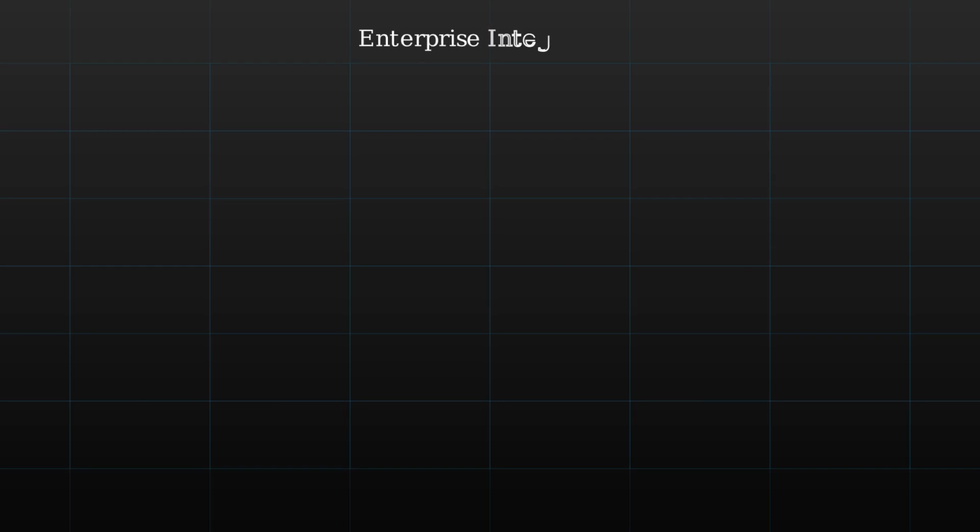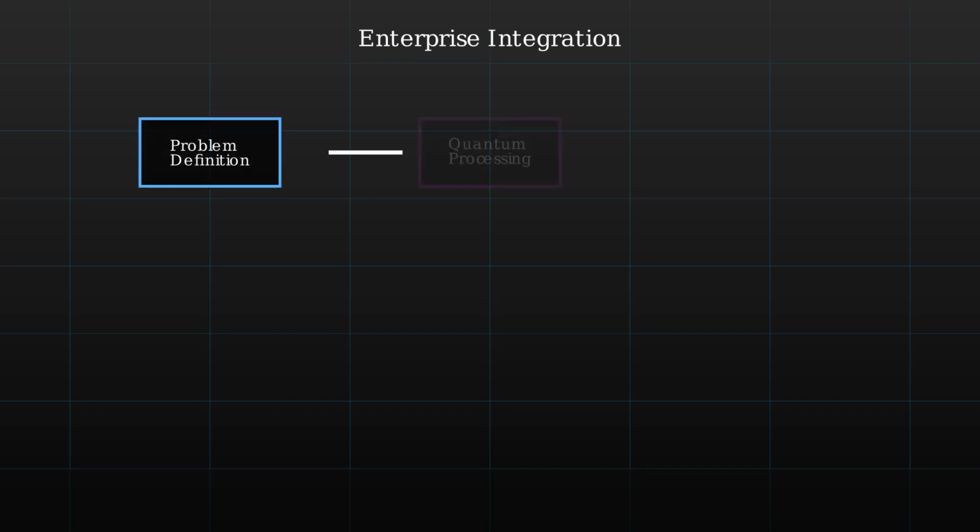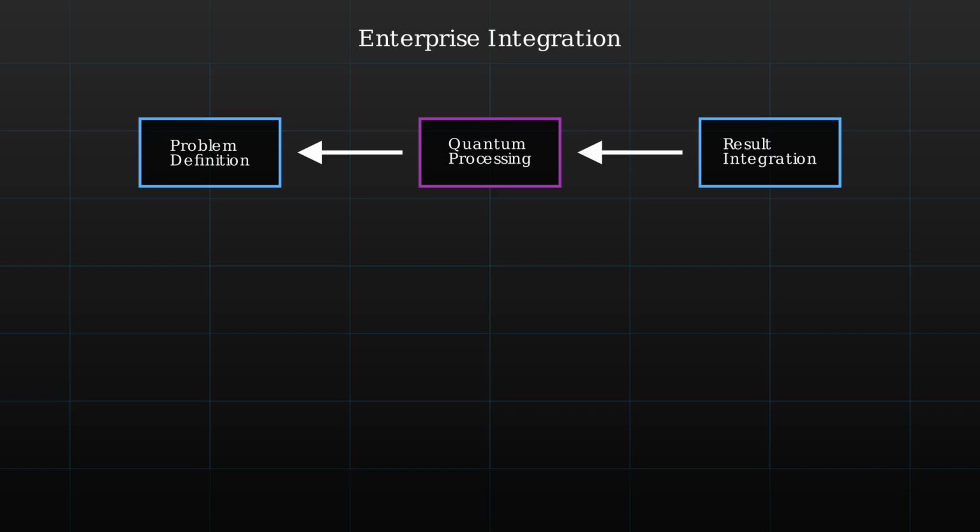These cloud platforms facilitate integration of quantum algorithms into existing enterprise workflows. Organizations can now define problems classically, process them on quantum hardware, and integrate results back into their business systems. This hybrid approach enables businesses to start exploring quantum advantages while the technology continues to mature.